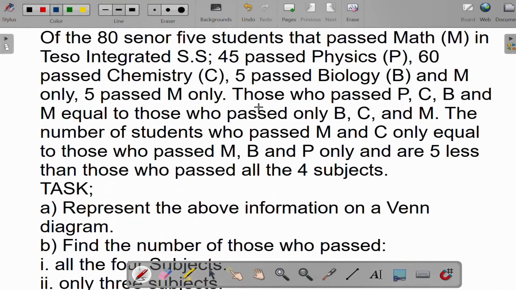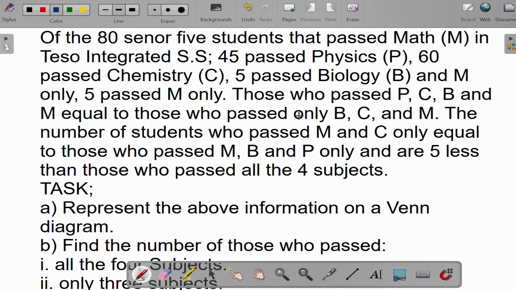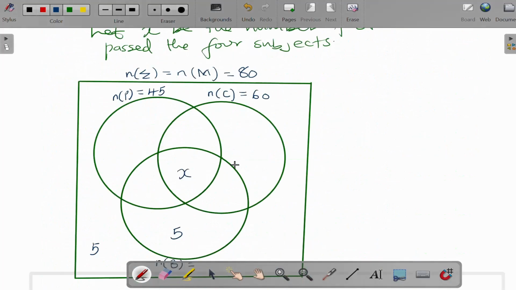It continues to say that those who passed physics, chemistry, biology, and math are equal to those who passed only biology, chemistry, and math. This means that those who passed the 4 subjects, the X, equal those who passed only biology, chemistry, and mathematics. So we go where biology intersects with chemistry. So they are here. They are equal, meaning that even here we have our X.